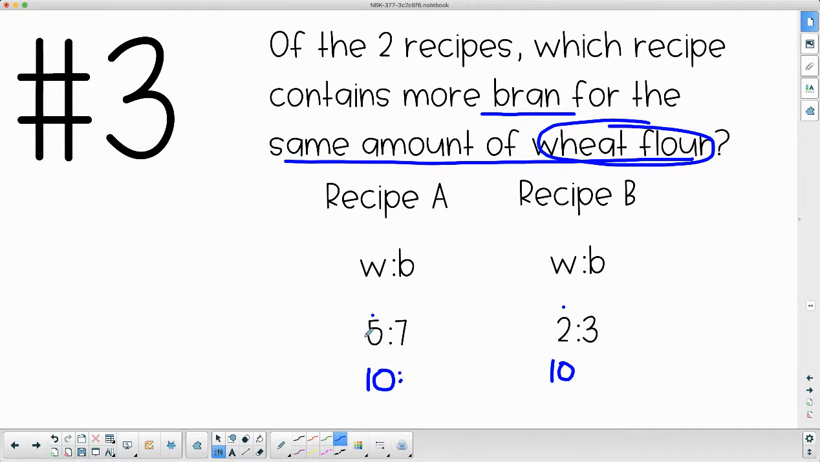So then I'm asking myself, how do I get from 5 to 10? Well, I times by 2. So we'll put 2 times 7 here. And then we'll ask ourselves, how did we get from 2 to 10? Well, we times by 5. So we'll do 3 times 5 and put that here. And then we can see which one we want more bran. So look and see which one has more, recipe A or recipe B.